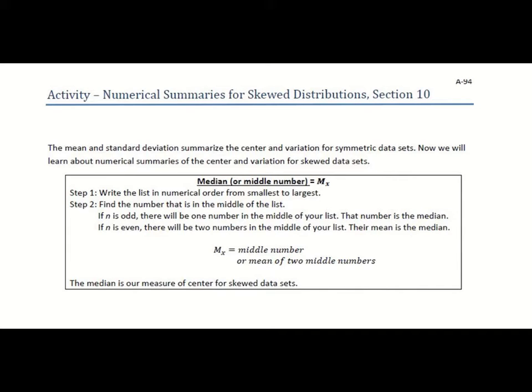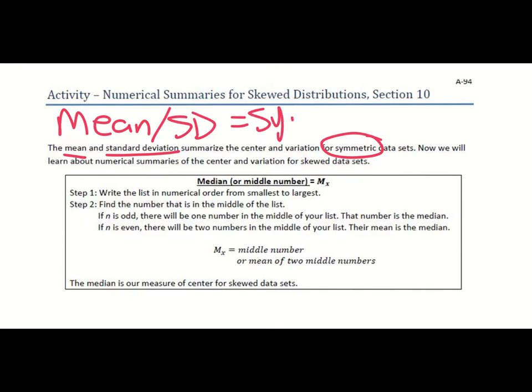All right, Unit 2, Section 10, numerical summaries for skewed distributions. You use the mean and standard deviation when you talk about symmetric data. So anytime that you have symmetric data, you're going to use mean and standard deviation.